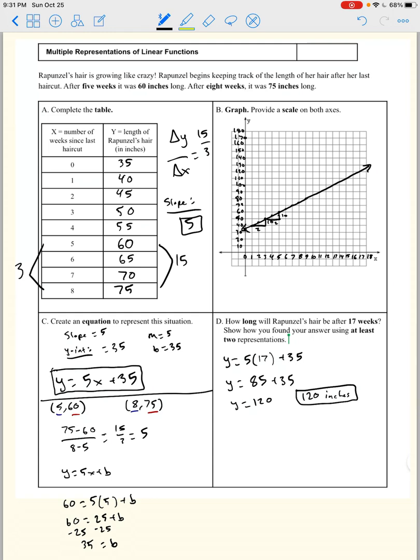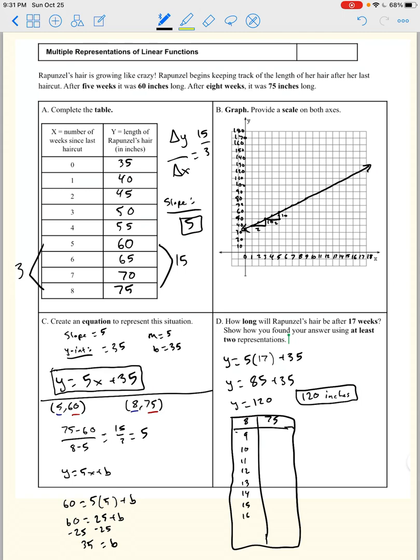So we could also continue our table. You know, we have our table going. The last one we had was 8, 75, so we could keep going. We could say 9, 10, 11, 12, 13, 14, 15, 17. And just keep it going: 80, 85, 90, 95, 100, 105, 110, 115, 120.